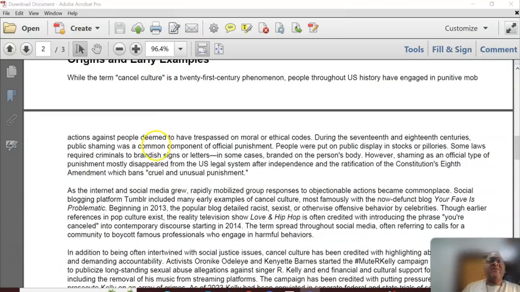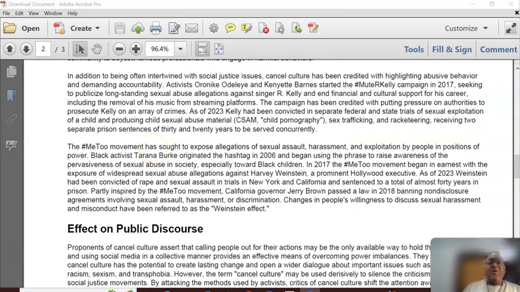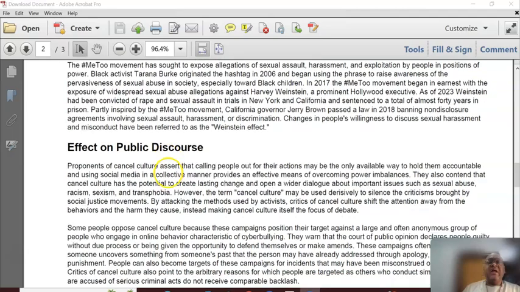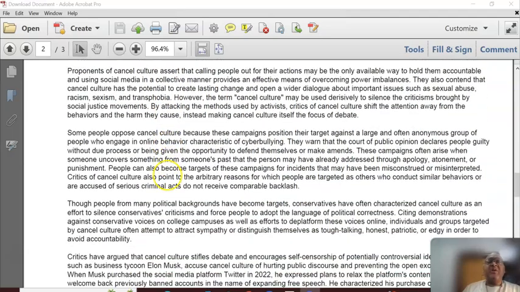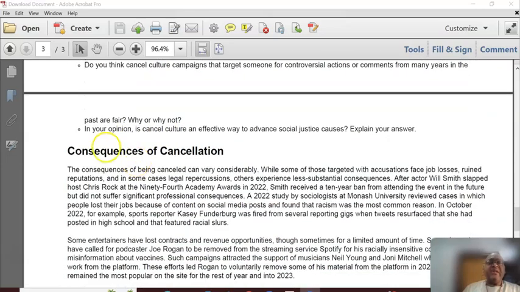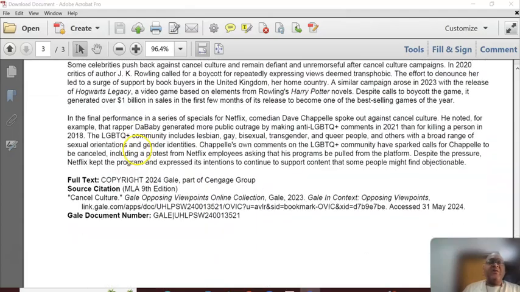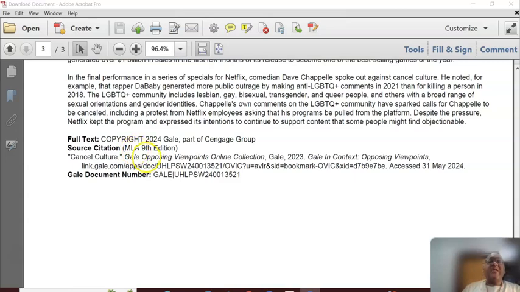You have origins and early examples. A lot of this information that you see in this article, you're going to use when you actually write your paper, and I'm going to go over MLA format and how to do that. The last thing I want to point out in the article is that I like this first article because you have to do your works cited page, and these sources have at the very end the format for doing the works cited page. The only thing that you have to do is copy this and paste it on your works cited list.